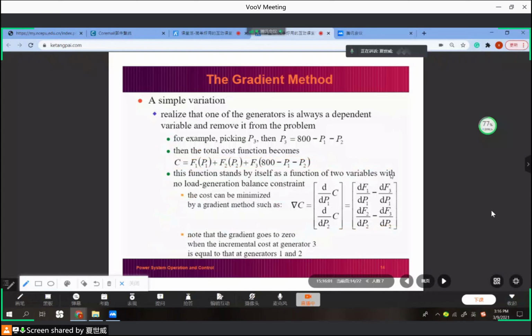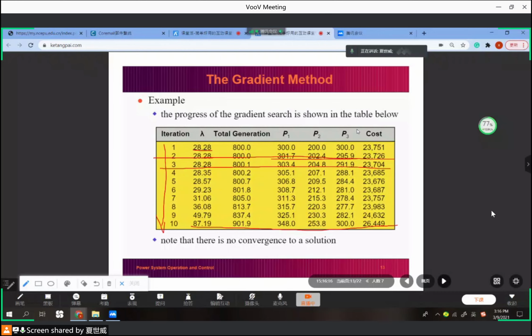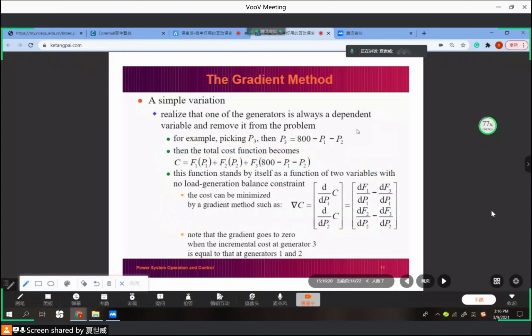This is because there is dependence between the 3 generators, that means there's some redundant relationship between these 3 generators. To solve this problem, we should use P1 and P2 to express P3. That means we should delete some redundant relationship between P1, P2, and P3. Realize that one of the generators is always a dependent variable and remove it from the formula, because we have to make the power generation and power demand balance. So there is always a relationship: P1 plus P2 plus P3 equals 800.